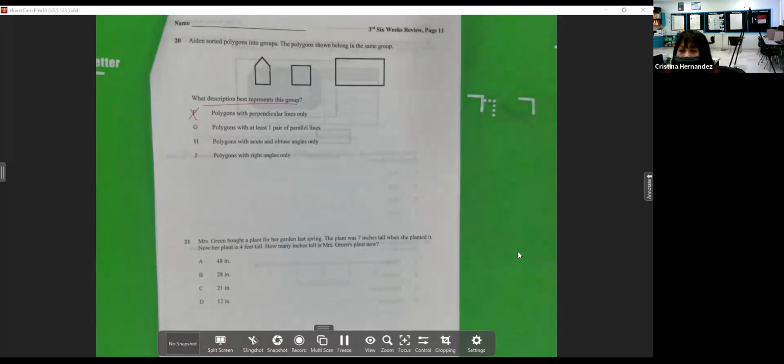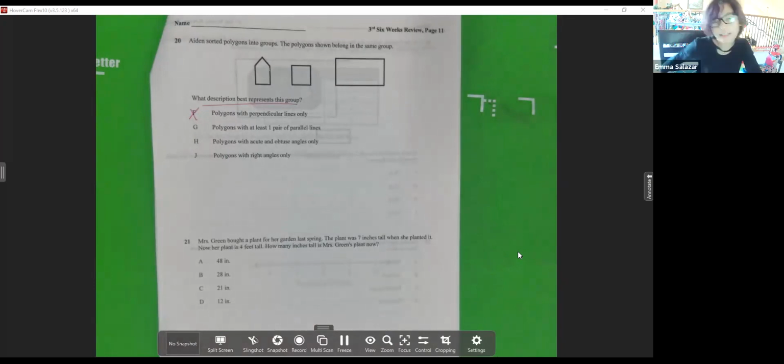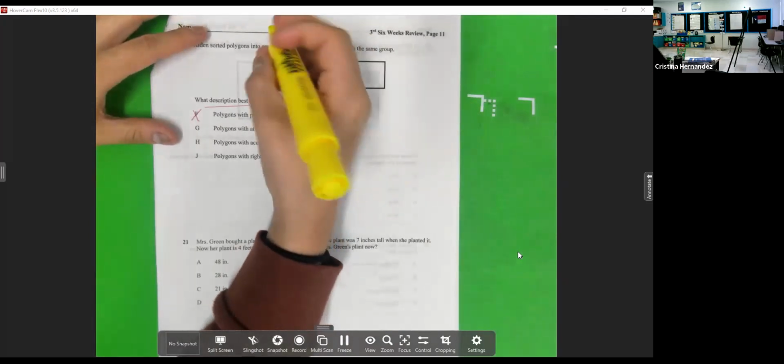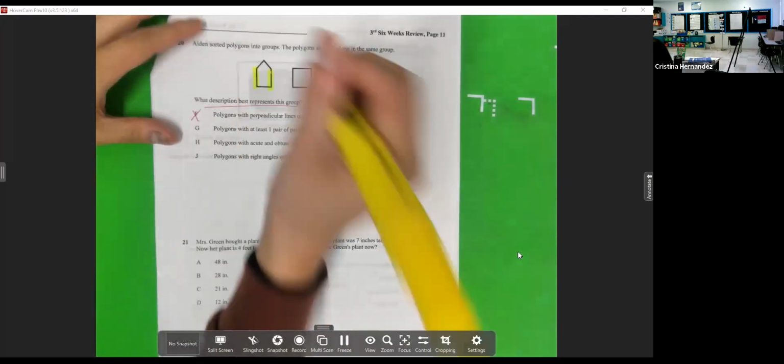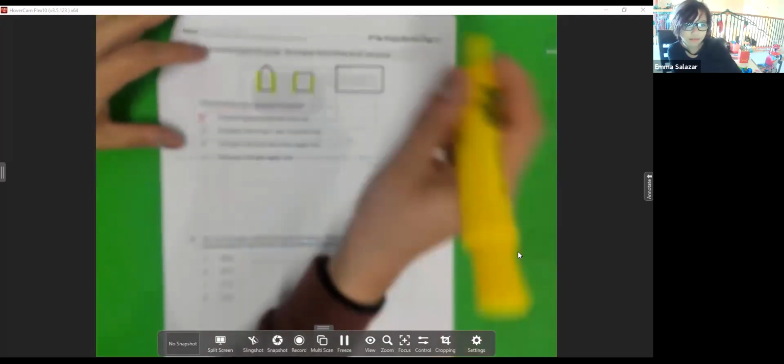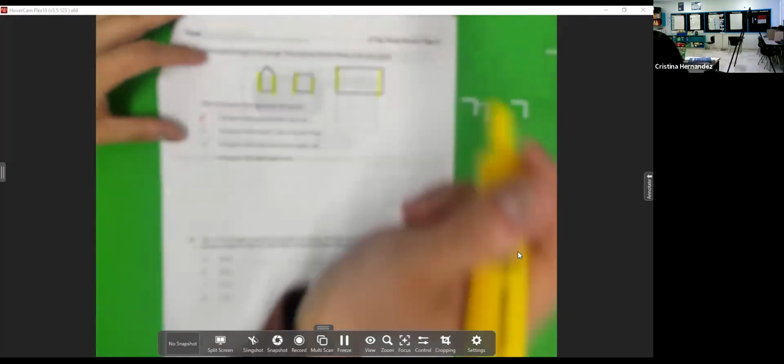Oh, okay. One, at least one. Is that true? So is it basically saying one or more pairs? Yes. So like this, does this have one set of parallel sides, right? Yes. What about this one? Yes. What about this one? Yes. So is that true?